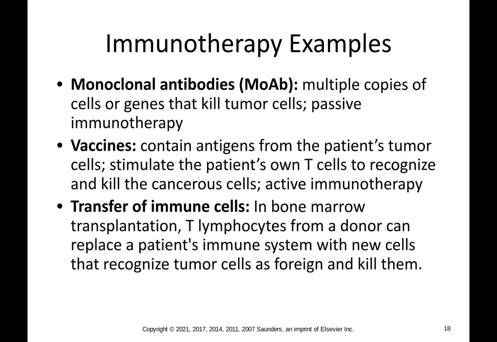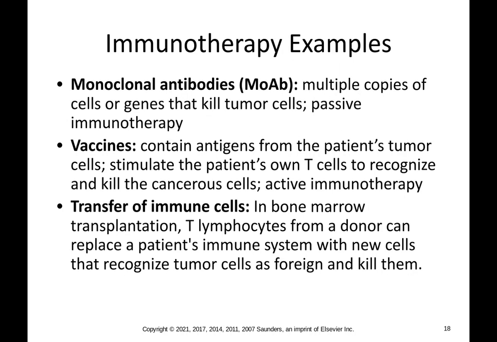Some examples of immunotherapy are monoclonal antibodies, or MOAB. This is when multiple copies of cells or genes that kill tumor cells are made. This is passive immunotherapy. Vaccines, which contain antigens from the patient's tumor cells, then stimulate the patient's own T cells to recognize and kill the cancerous cells. This is active immunotherapy.